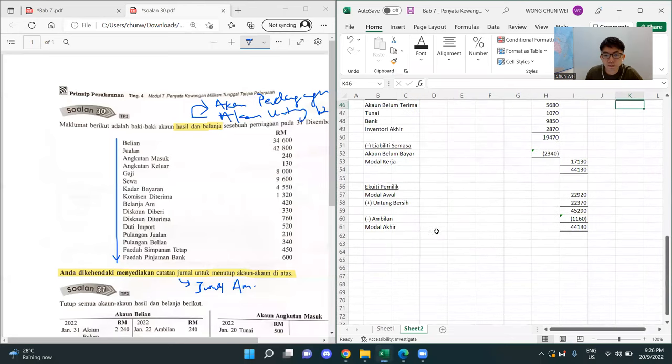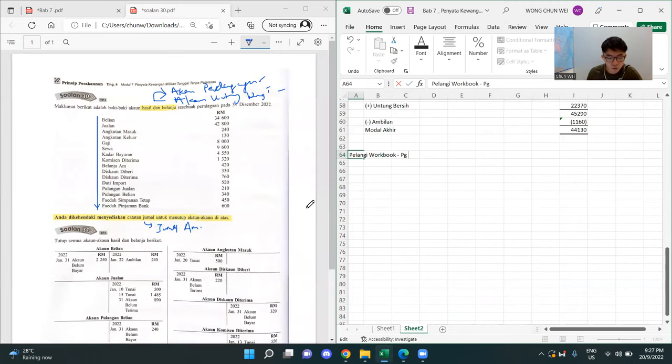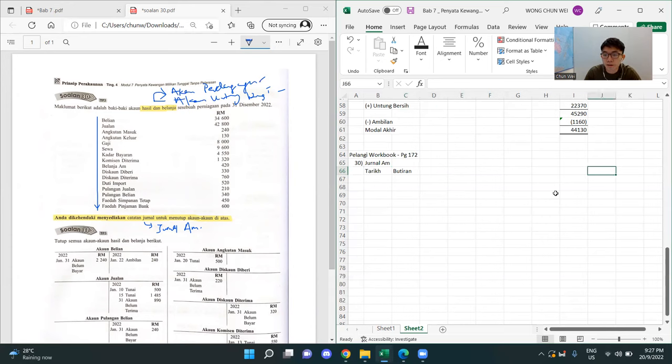Okay, now you go to your Pelangi workbook, page 172, question 30. Now just prepare your journal first. So how does your journal look like? This is what we learn in Bab 4, your buku catatan pertama. First thing, your tarikh. Lepas tu, your butiran. Lepas tu, your folio and debit credit.